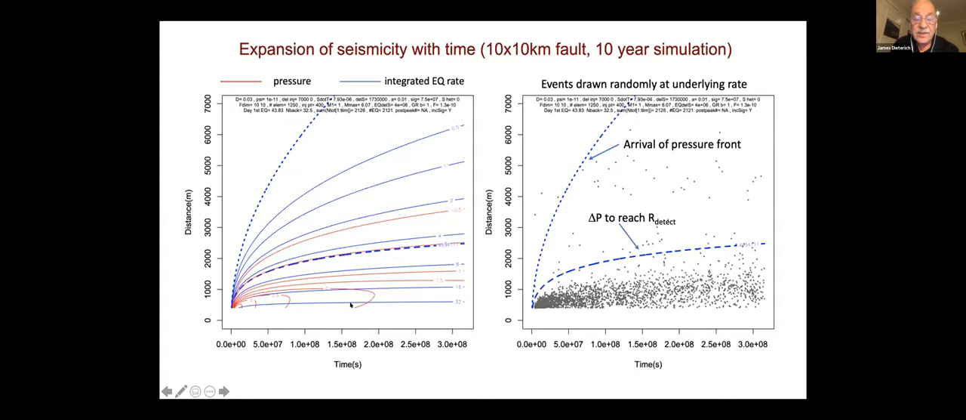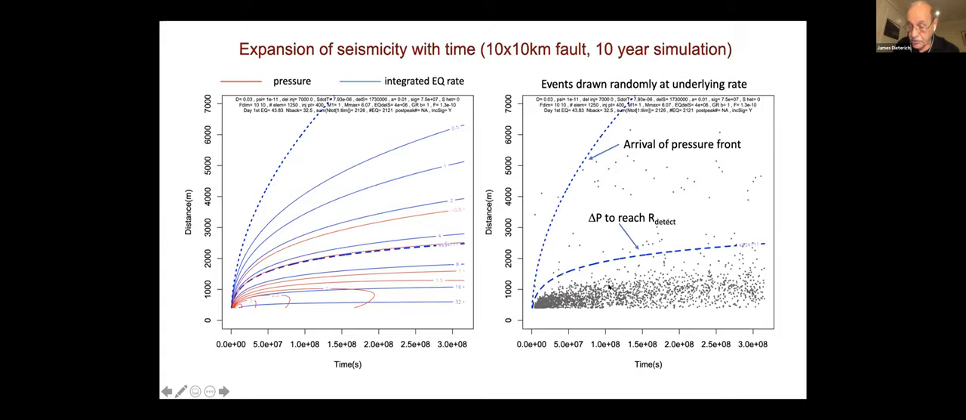going on. So on the right-hand side here, I've shown earthquake events that are just drawn randomly at the integrated seismicity rates, just to show what it would look like if you're looking at real data. The time span here is 10 years. And I'll show a couple more plots here.